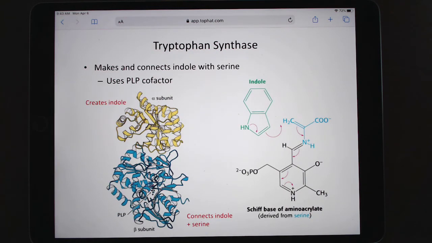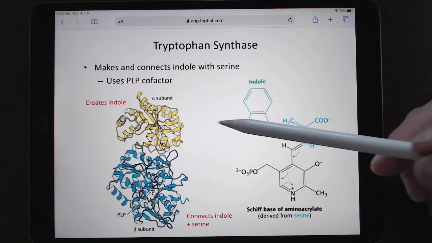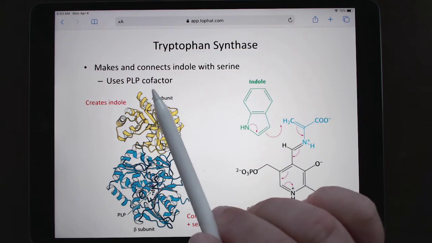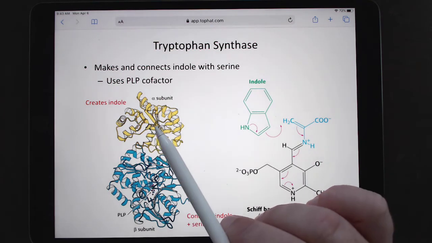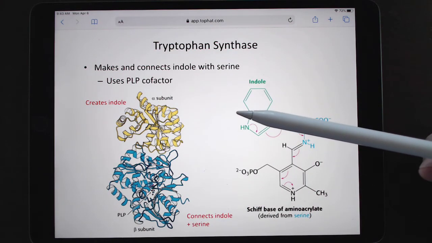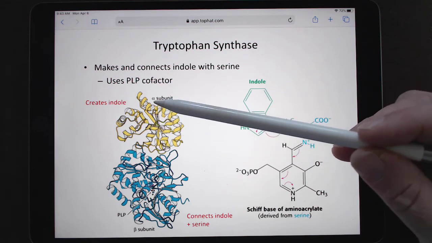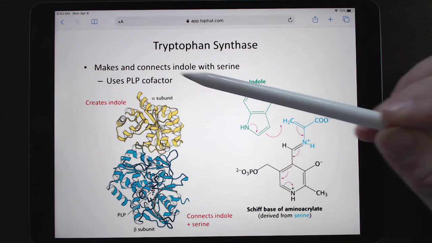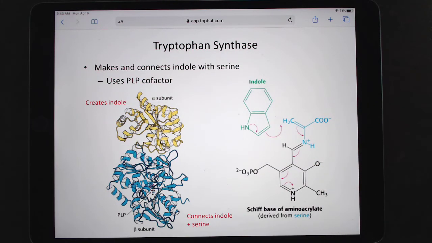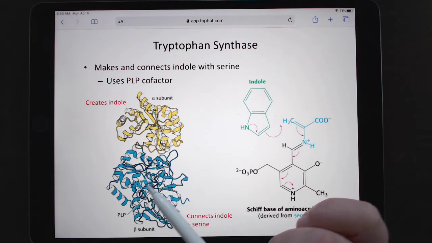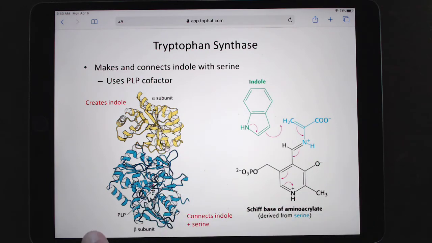Tryptophan synthase actually has an alpha and a beta component to it. It connects through here, and this part here actually creates the indole. Then down here this PLP, that's housing the serine, can get transferred down to this part, and so they connect through.